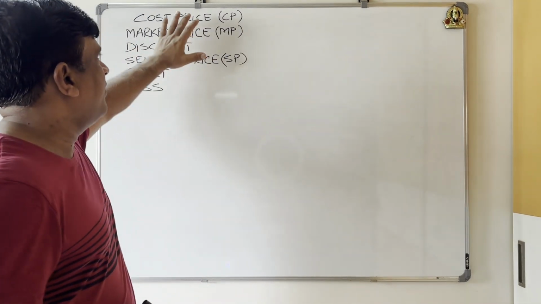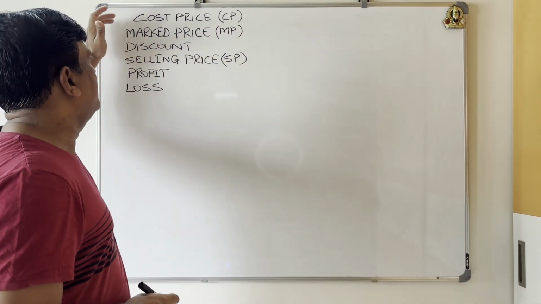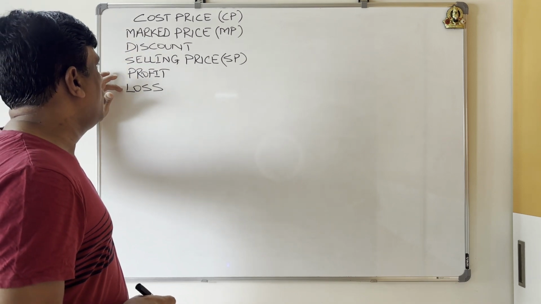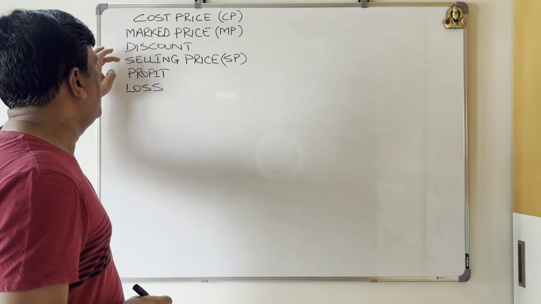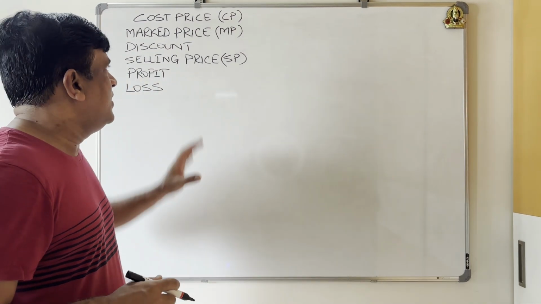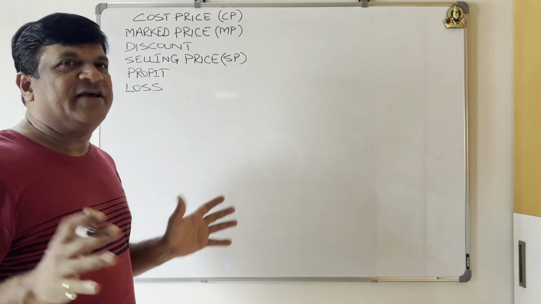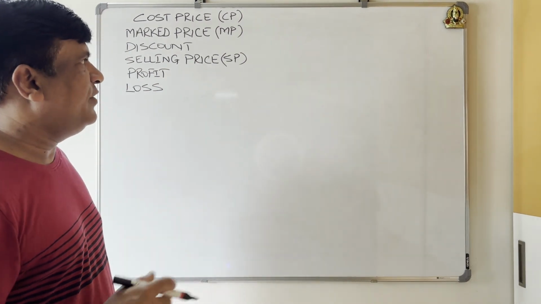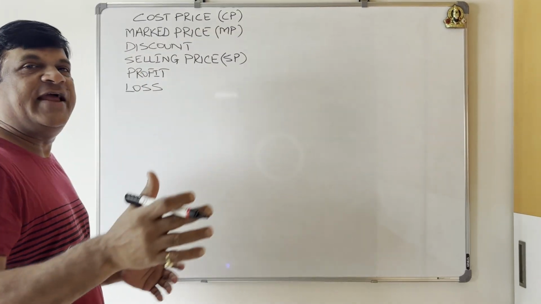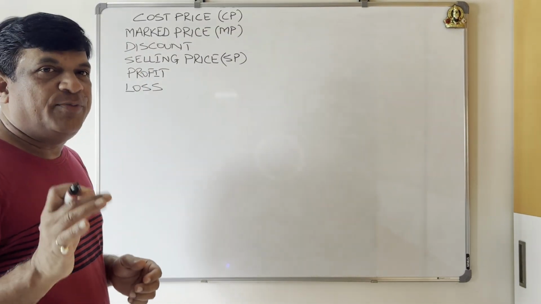Okay, you might have come across all these terms, right? Cost price, mark price, discount, selling price, profit, loss, discount percentage, profit percentage, loss percentage, and all these terms. And this gets covered in a single chapter. Mostly, you might have noticed. So let's understand these terms first before we get into the actual problems.